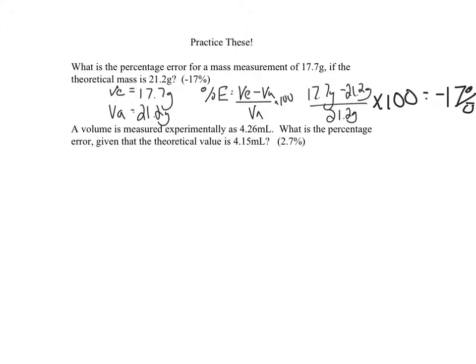So the bottom, you want to do the same thing. A volume is measured experimentally, so that's my experimental value of 4.26 milliliters. And my volume actual is 4.15 milliliters. What is the percentage error?